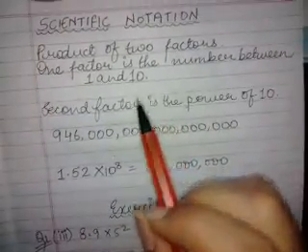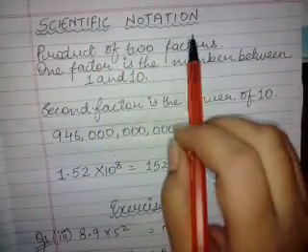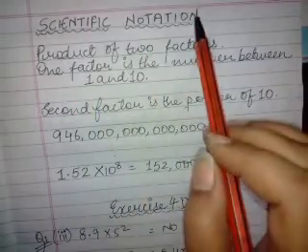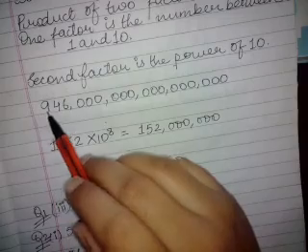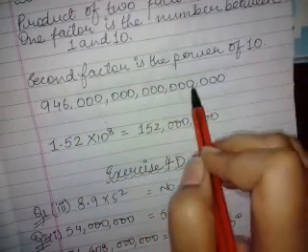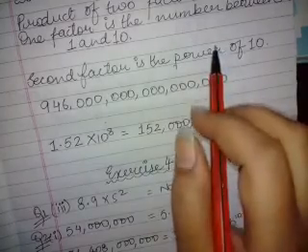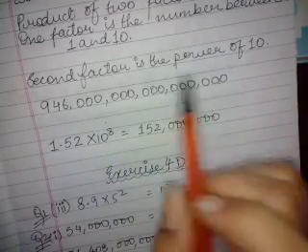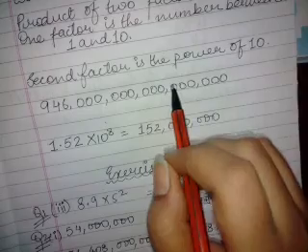It means when you multiply these factors, the product that you are going to get is expressed in scientific notation. For example, we have over here this one number, 946,000. Suppose this is your number. Now you have to express it in scientific notation.